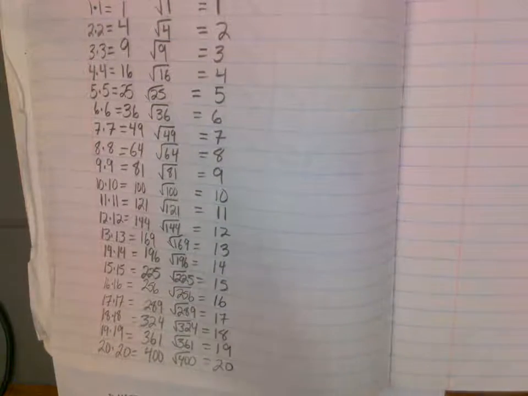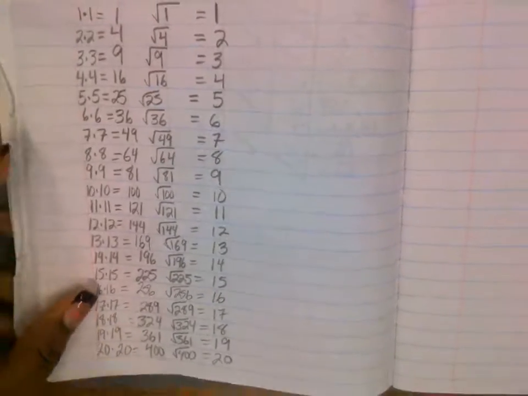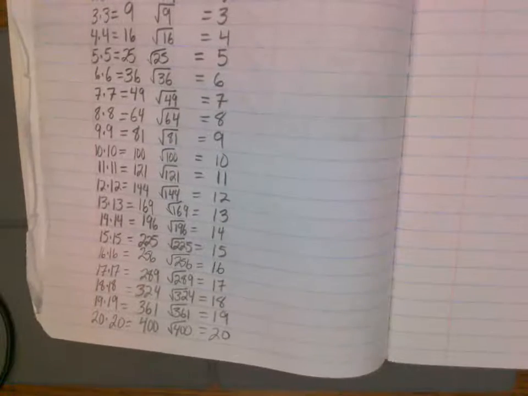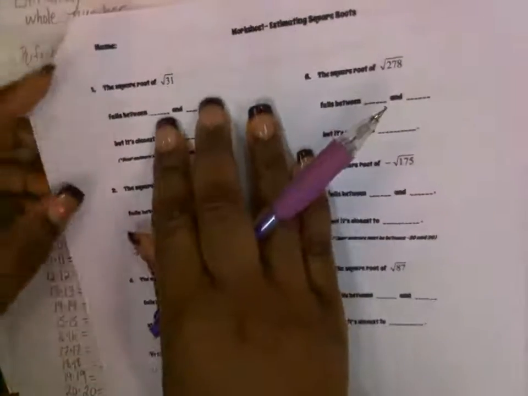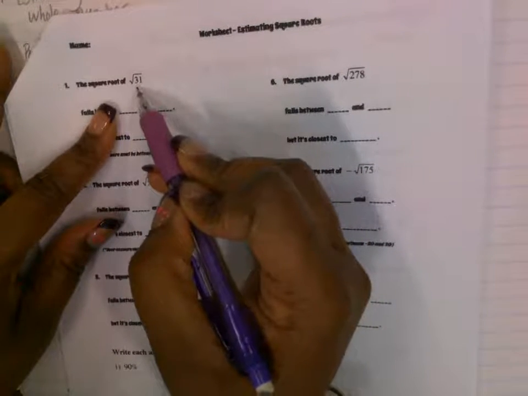This is gonna make this concept and some other concepts so much easier for you when you know these by heart. Okay? So we're gonna use these to estimate roots. Okay, I'll pause to give you a chance to write those down. So now we're gonna estimate, all right? We're gonna estimate the square root of 31.